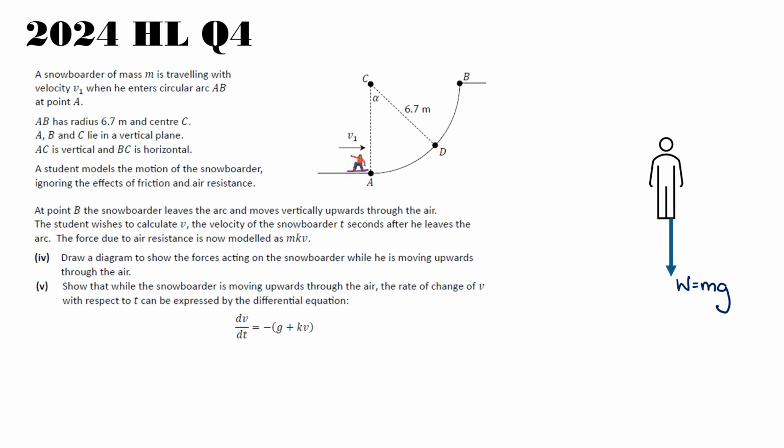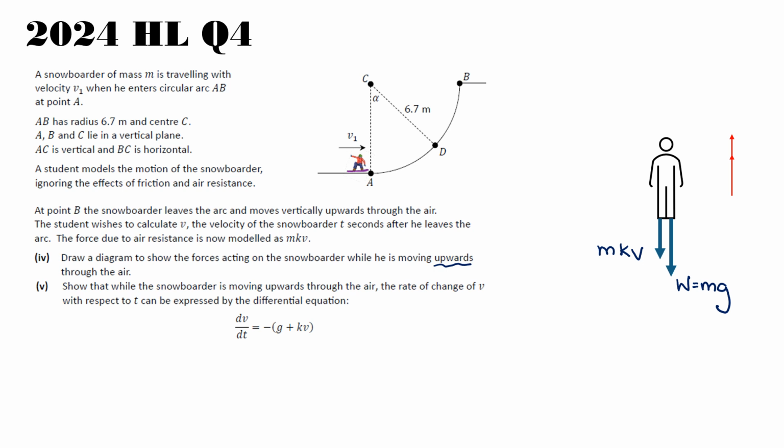Now, for air resistance, we need to think about how he is moving. So he is moving upwards, which means the drag or that air resistance is going to work in the opposite direction. So that is mkv working down. There is absolutely nothing pushing him up. He does have an initial velocity. That's why he's moving up, but he will be decelerating that whole time.